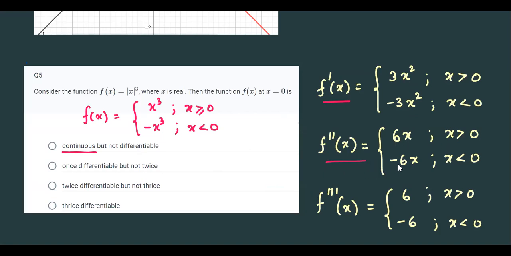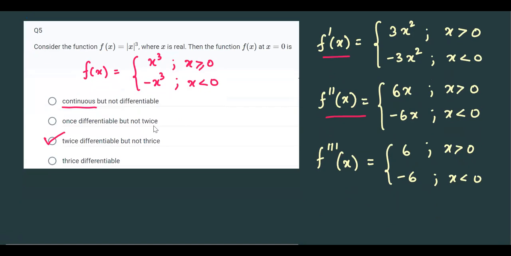So first derivative exists. Similarly, second derivative will exist, again because 6 into 0 and minus 6 into 0. Third derivative will not exist because 6 and minus 6. So it is twice differentiable but not thrice. Okay, this is the easiest way to do it. Nothing further to do.